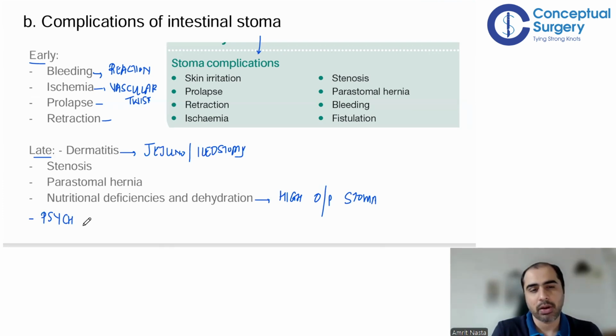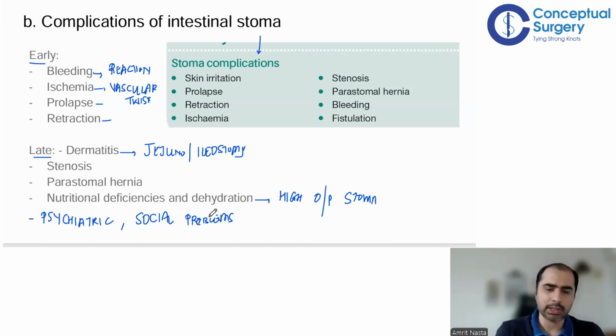Because a lot of people are not okay with the intestinal stoma. So there can be psychiatric and social problems, which is why it is so important to help or make the patient understand how to do self-care of the stoma. If he's able to do self-care, a lot of these problems will not happen. All right, so these are plain and simple complications of intestinal stoma.